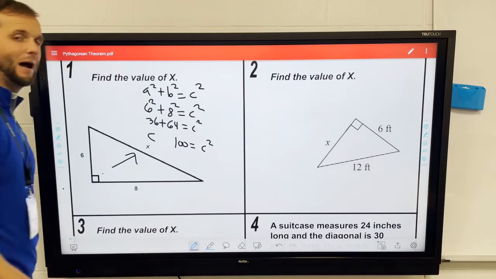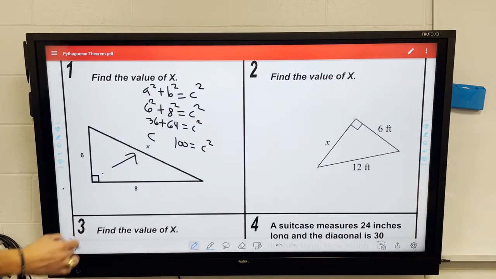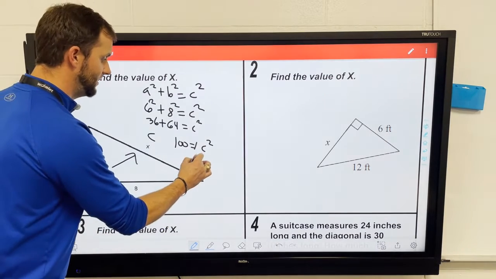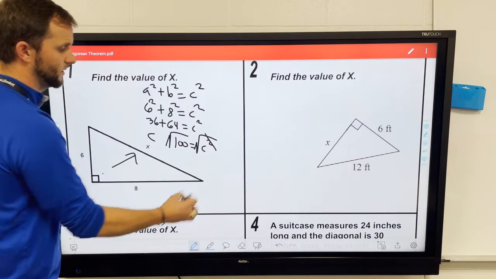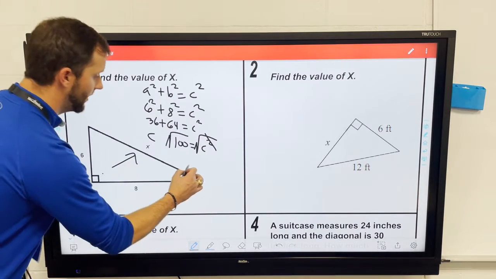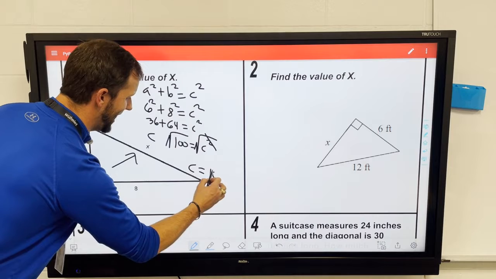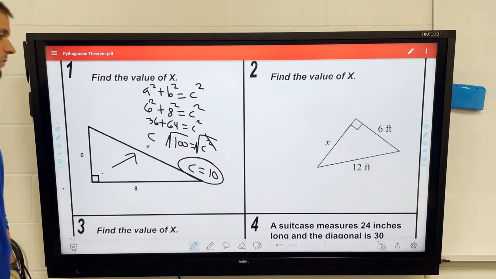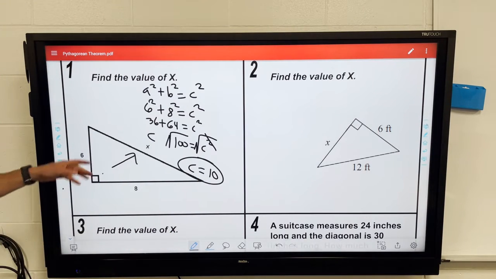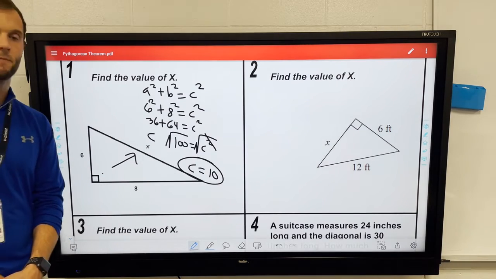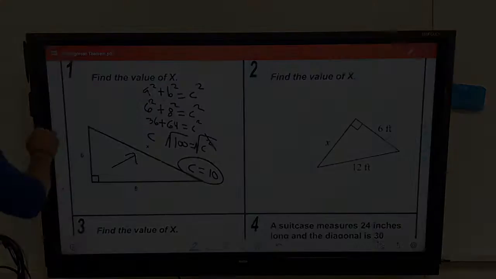Now the opposite operation of squaring something is taking the square root of each side. So the square root cancels the square, and the square root of 100 is 10. So my answer for x, or my third side, is going to be 10. So that is how to find the hypotenuse using the Pythagorean theorem. Let's jump over to example number 2.